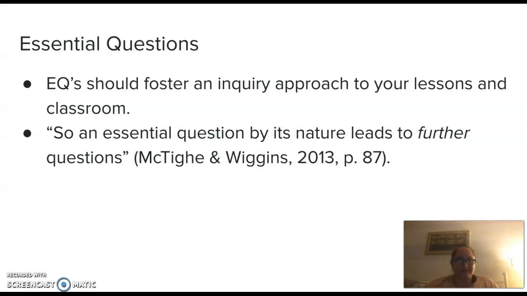So I've said this a few times now, but essential questions should really foster an inquiry approach to your lessons and your classroom. The whole idea of inquiry is you're constantly seeking more information about something you're inquiring about. So you have to have an interest in it. You have to be motivated, but it's this constant seeking of information. So an essential question by its nature leads to further questions. And that's the brilliance of just starting. That's like why I said I only have one. If it's written well enough, students are going to come up with their own questions, or even as a class, you might come up with further questions that you want to seek answers toward throughout a unit.